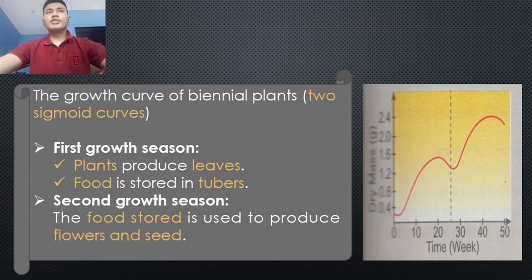The second growth curve is the growth curve of biennial plants, which has 2 sigmoid curves. The first growth season is when the plant produces leaves and photosynthesis takes place. After that, the food is stored in the tubers. In the second growth season, the food stored is used to produce flowers and seeds.